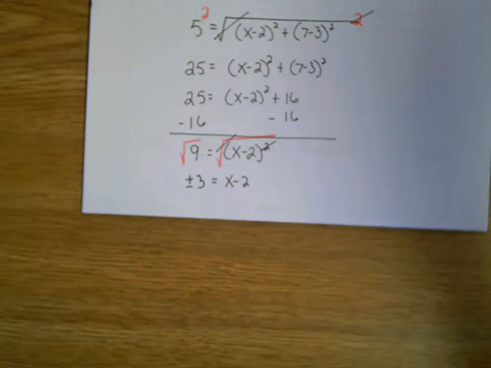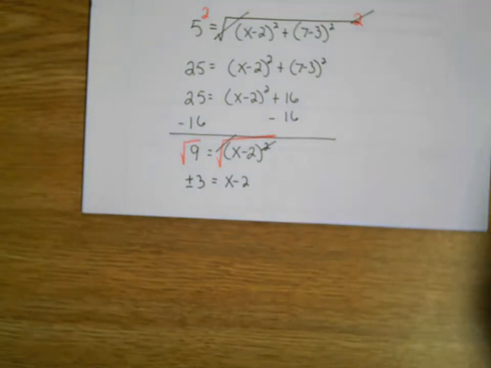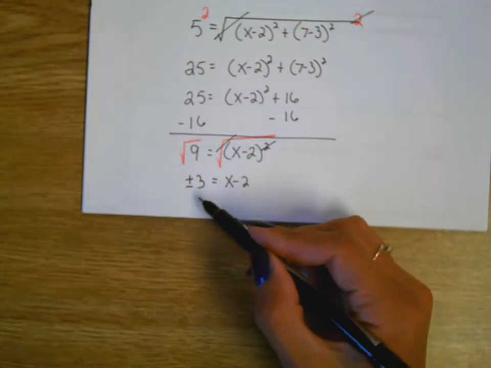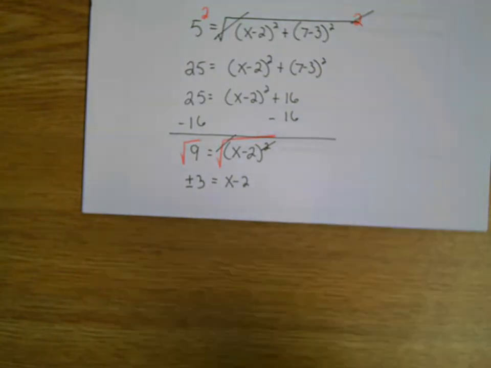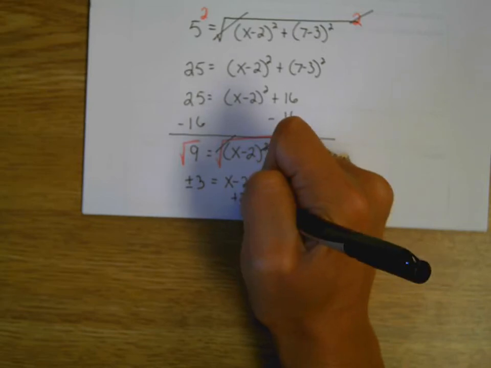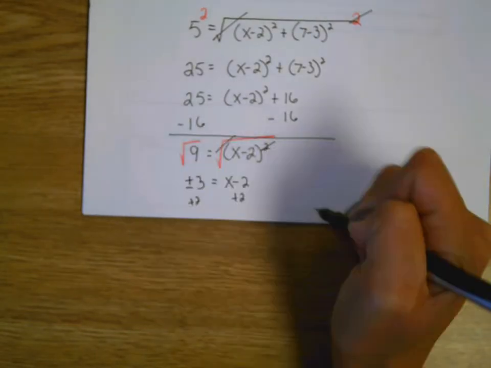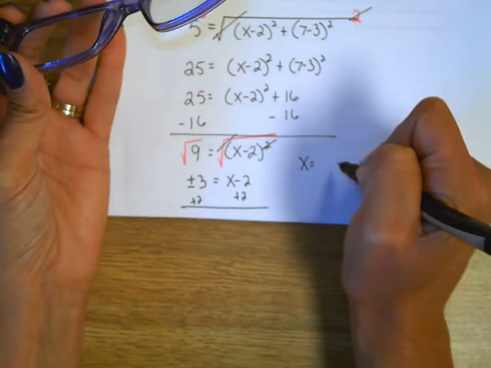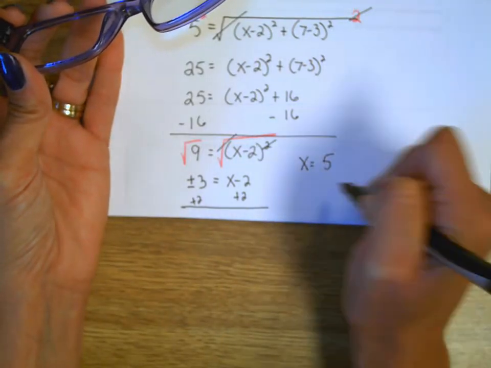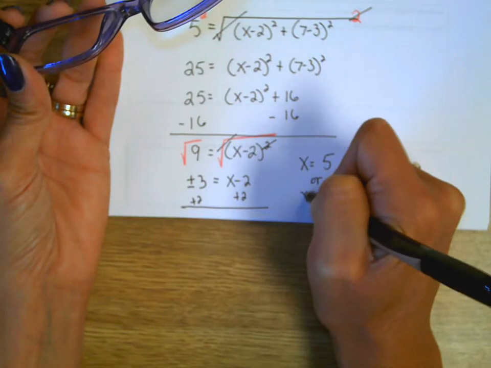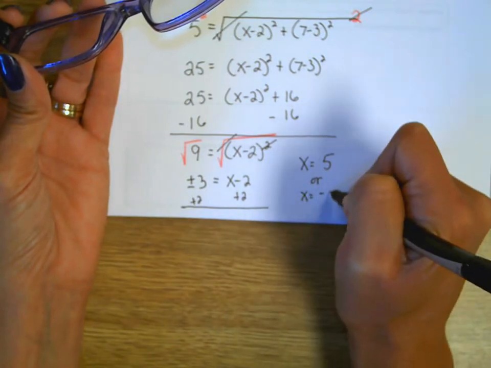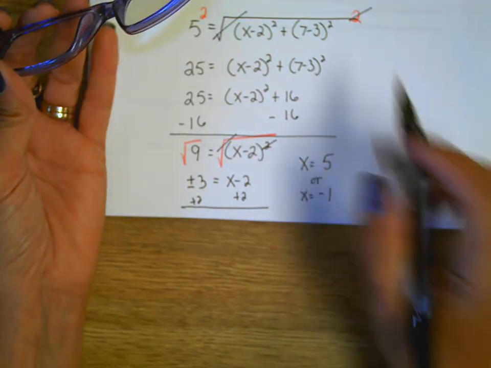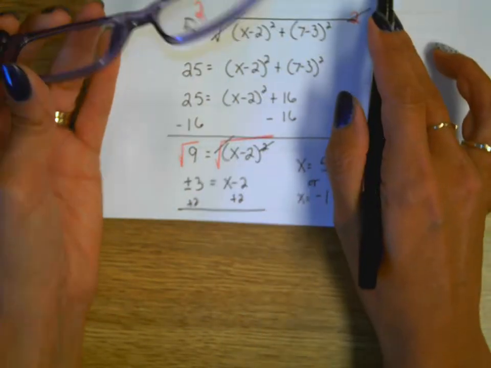So some will FOIL and get the whole thing wrong. Some will get all the way down to the second to the last step and just give me positive 3 and lose a point. So now we add 2. Add 2. We get 2 answers for x. x is 5, or x is negative 1. So there are 2 points in the coordinate plane that are 5 units away from 2, 3.